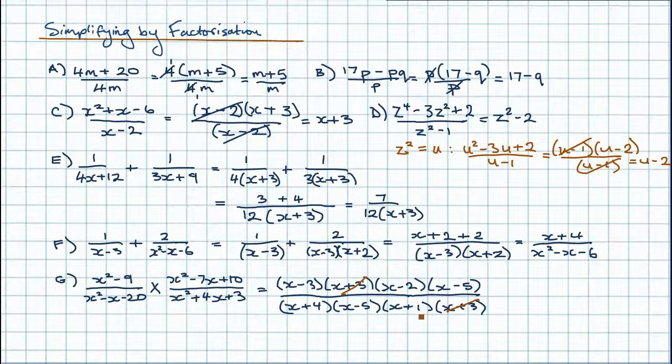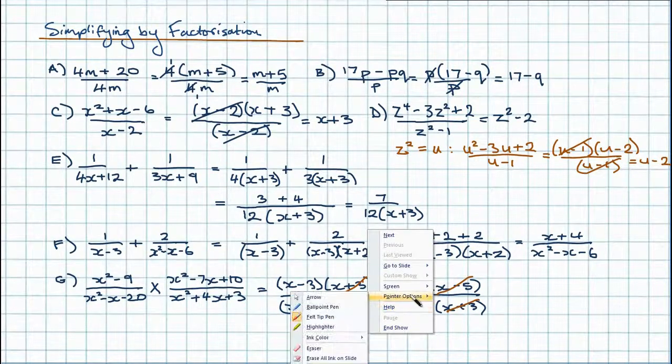So I've just cut down the size of my problem. Okay, simplifying again, I'm looking for another one, and I can see that x minus 2 isn't repeated, but x minus 5 is. So I can divide top and bottom by x minus 5. And now I think I'm done. I've got x minus 3 times x minus 2, and in the denominator x plus 4 times x plus 1. So that's my answer.